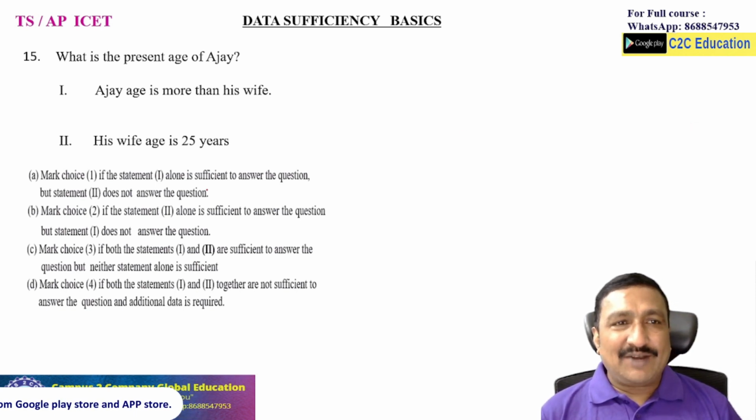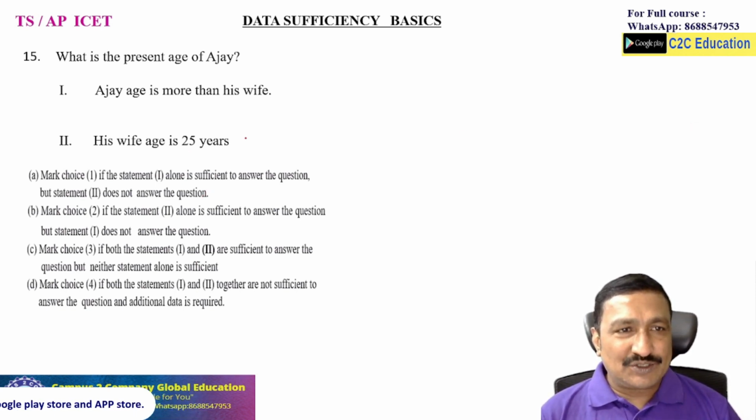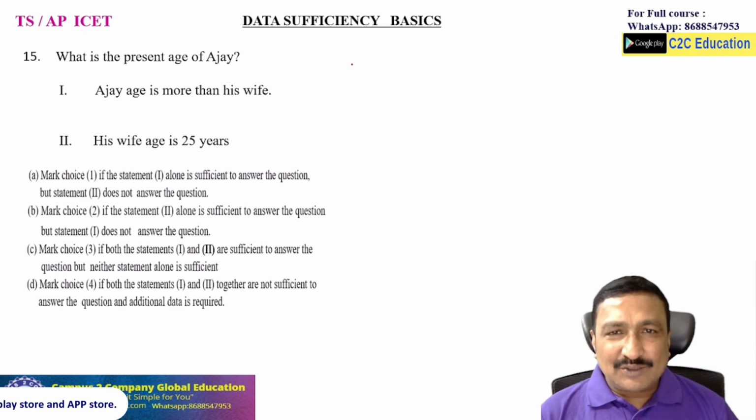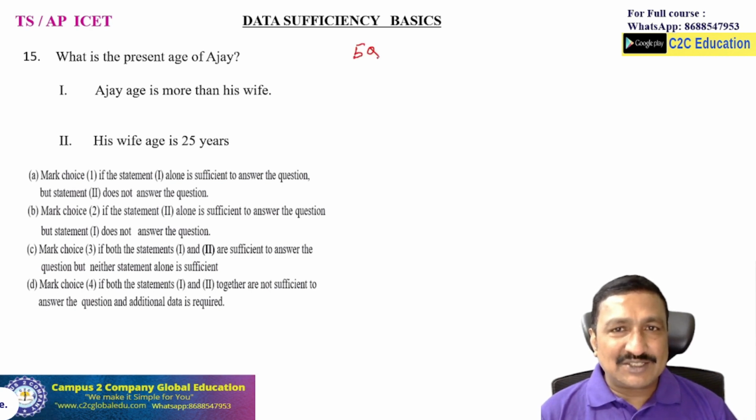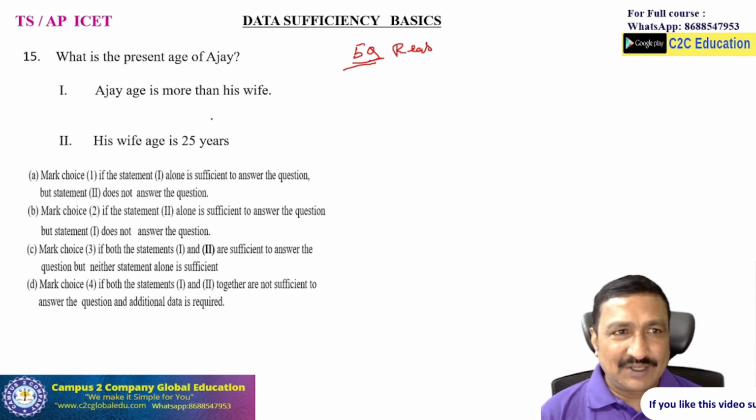Next, I'm telling you, friends, these are age-based questions. In the last 4 years, if you look at TSICET and APICET papers, they ask 5 questions based on reasoning. If you are very good at reasoning, that means just common sense, you can answer these reasoning-based questions. Look at the first question. What is the present age of Ajay? We don't know Ajay, but we can say present age.